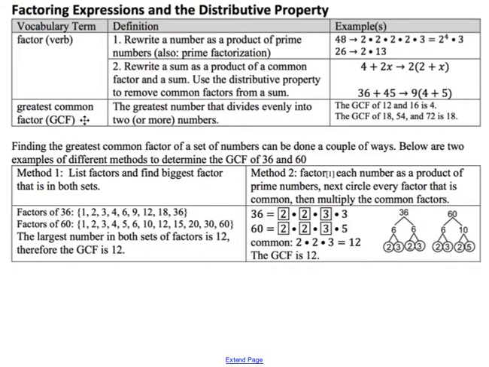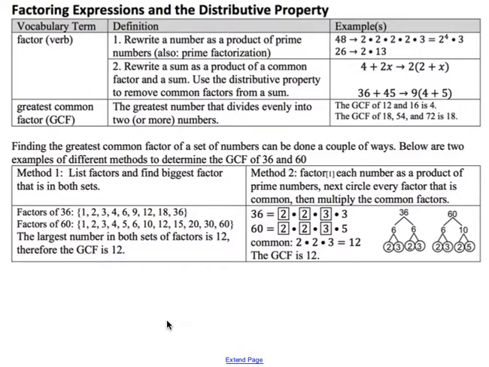Greatest common factor. The greatest number that divides evenly into 2 or more numbers. For example, the GCF of 12 and 16 is 4, because the biggest number that goes into 12 and into 16 is 4. The greatest common factor of 18, 54, and 72 is 18. That's because 18 is the biggest number that goes into all three of those. 18 is 1 times 18, 54 is 3 times 18, and 72 is 4 times 18.